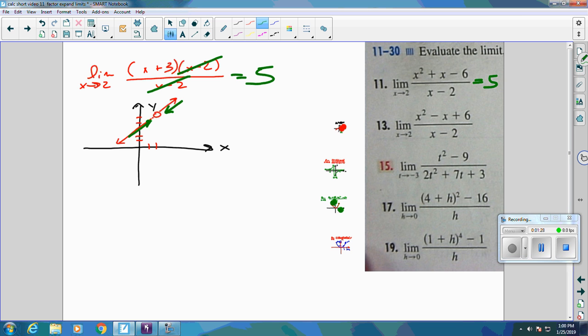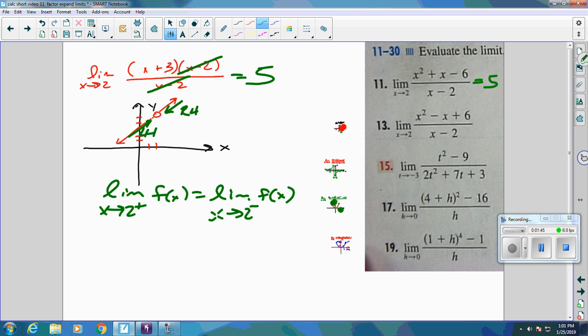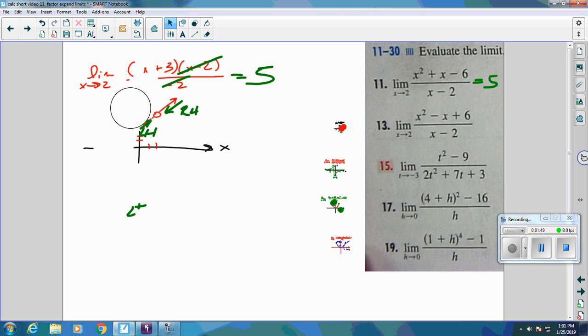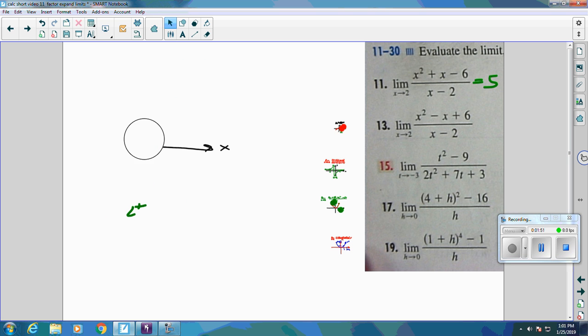And again, the key here is picturing what's happening. The right hand limit and the left hand limit are equal in this case. And I'm not going to go through this every time, but I want to be clear that this has to happen for the limit to exist. All right? Okay, and again, as you read the problems, you can pause the video, try them yourself, all right? We're going to go right on into number 13 here.